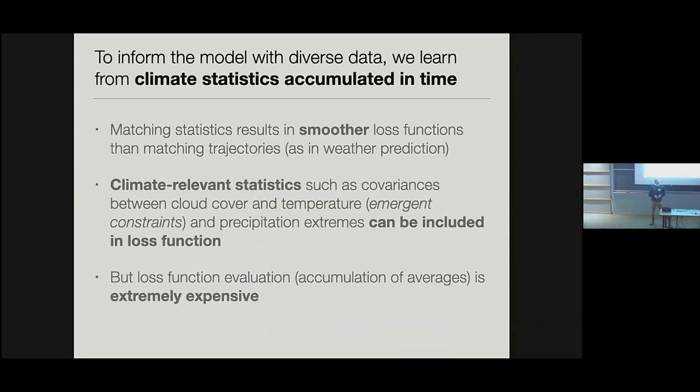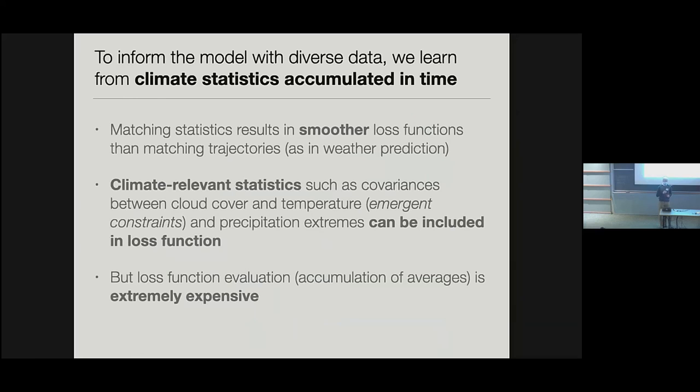The key to doing this for a climate model, I think, is the following. What matters in climate is you want to predict statistics, mean values, extremes, and the like. This is what counts. This is where the money is in climate predictions. And so from the outset, we wanted to calibrate a model by learning from statistics. You have a few advantages doing that. A, you focus on what matters. B, you get smoother objective functions because averaging is a smoothing operation.